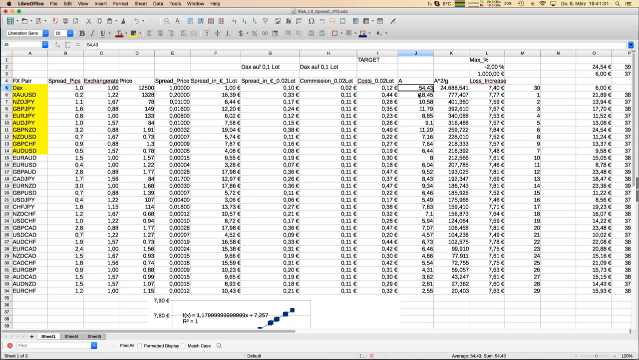I took all those numbers of A, put them into my table, and then I'm done. You see, I put those A's here into the table, and then I calculated A square divided by G, because that is indicating which one has the best profit per day. And then I sorted my overall list exactly along that value. The higher, the better. And now you see why I go for DAX, gold, and so forth. Because those promise me the highest profits per day.